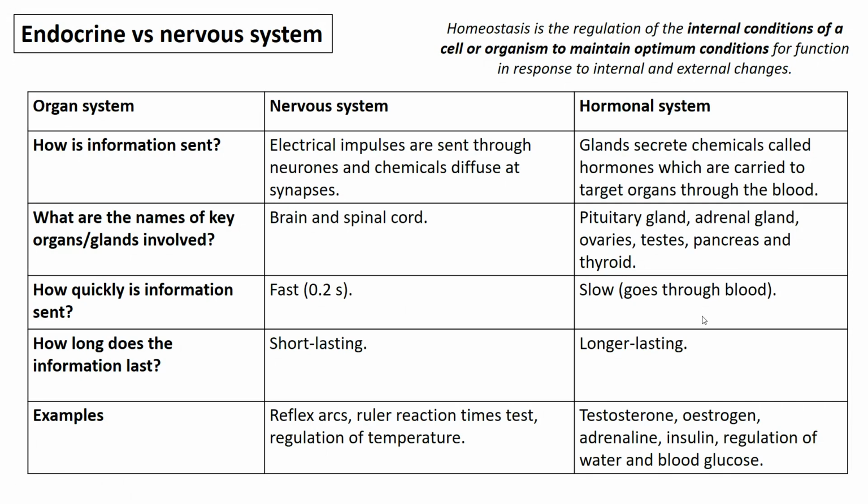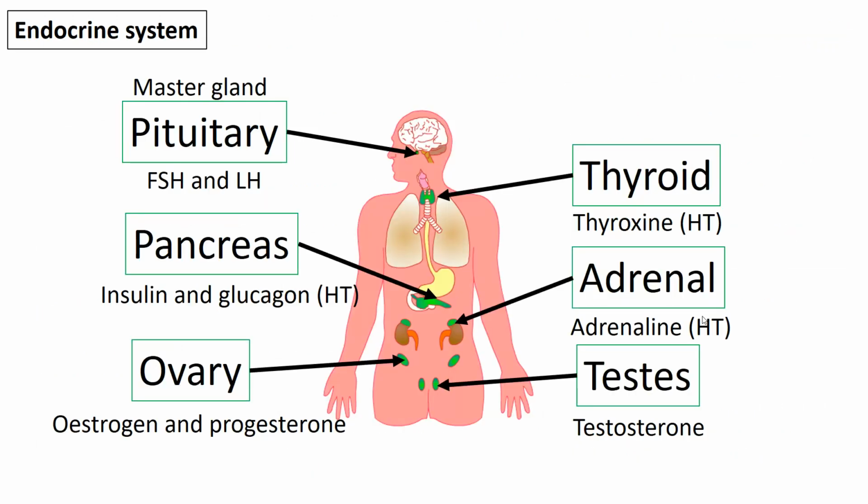And in the nervous system, examples that you've got there are reflex arcs, or the ruler reaction times test, or regulation of temperature. They all involve the nervous system. Whereas the hormonal system, we have hormones like testosterone and estrogen, adrenaline, insulin, and it's also how we regulate water and blood glucose. So we're just going to look at blood glucose in a little bit more detail.